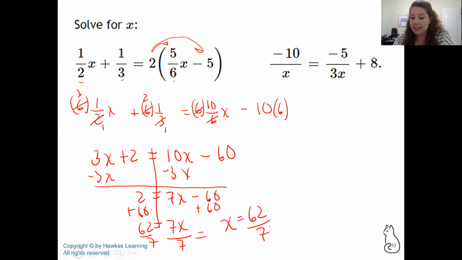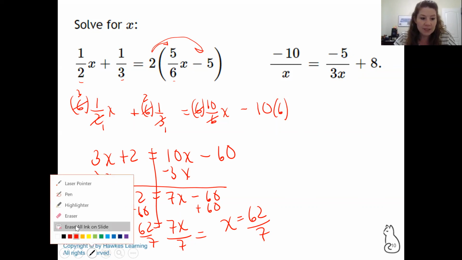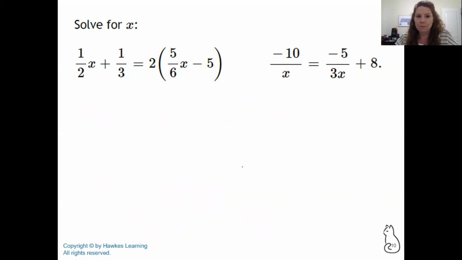I'm sure it's simplified. It's almost 9, but not quite 9. 62 over 7. Yep, it's simplified. So like I said, it makes us feel good when we get real pretty whole numbers, but we rarely do. I would take the time to check that, but I'm not going to right now, just for the sake of time. But if you see a mistake, please let me know.